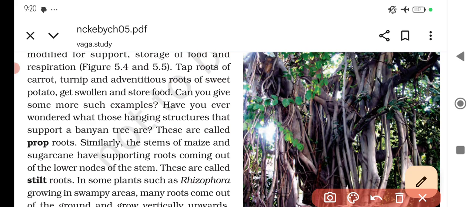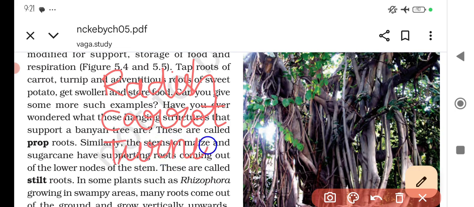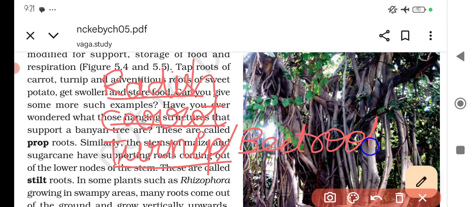Under taproot modifications, we have radish, carrot, and turnip or beetroot. We have these three vegetables: radish, carrot and turnip or beetroot. The radish root is in fusiform shape.